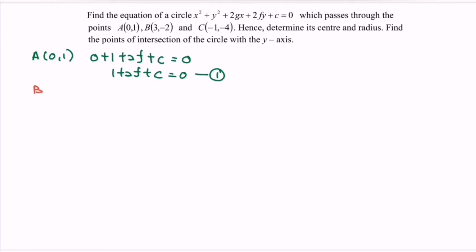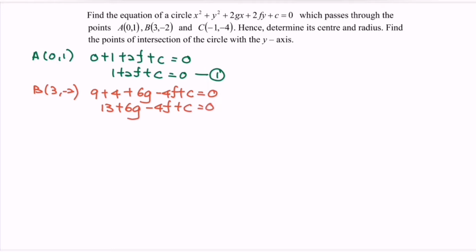Second one, we have B, where we have (3, -2). If we substitute, we will have 9 plus 4 plus, substituting x with 3, we will have 6g. Then substituting y with -2, we will have -4f plus c equals 0. Simplify and we will have 13 plus 6g minus 4f plus c equals 0. We denote it as the second equation.